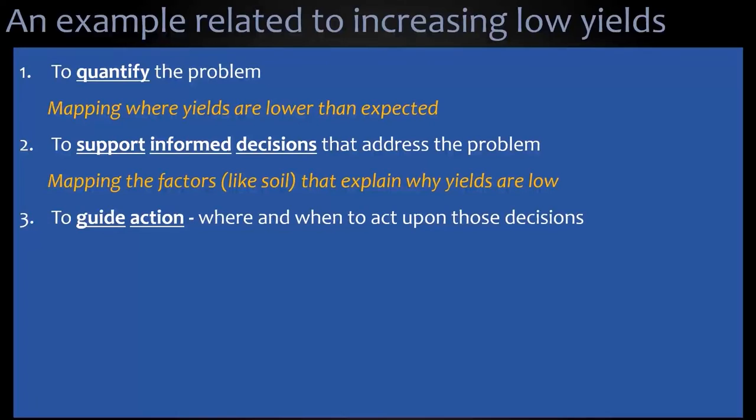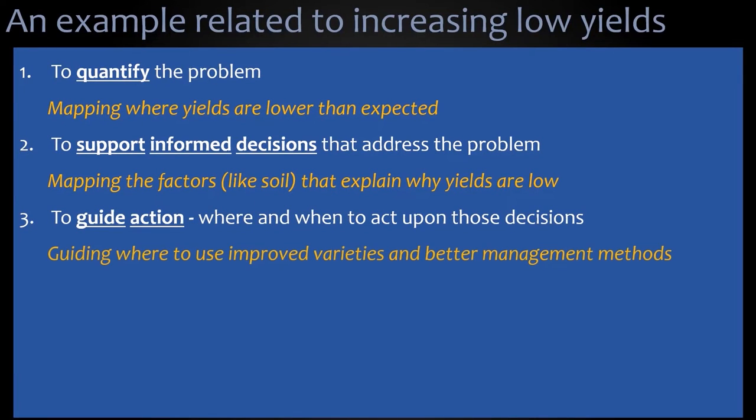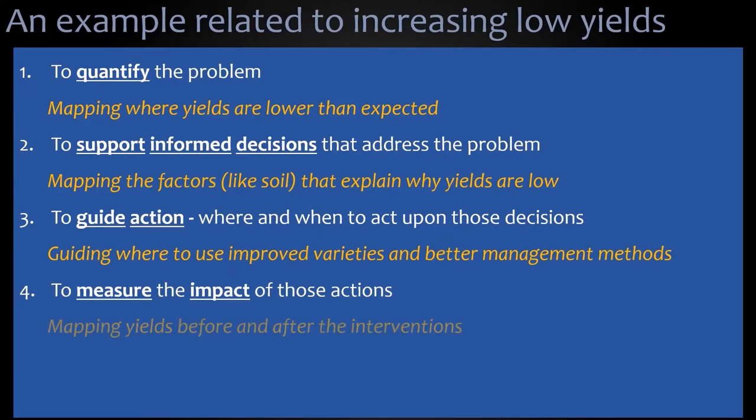Then we can guide action, where and when to act upon those decisions. So where would you use improved varieties? Where would you suggest to plant earlier? Where would you think you need better soil nutrition management methods? If those changes are implemented, we want to see what's happened.